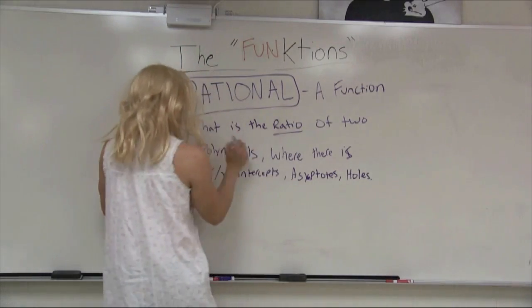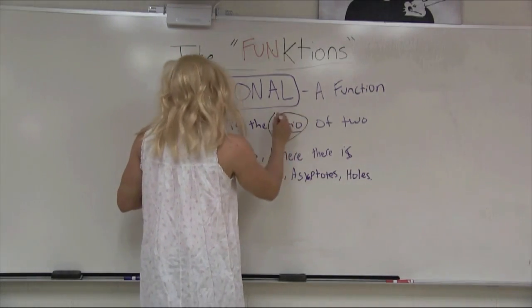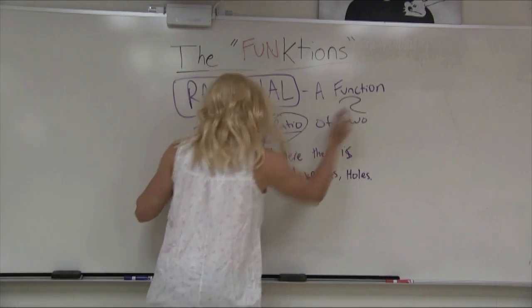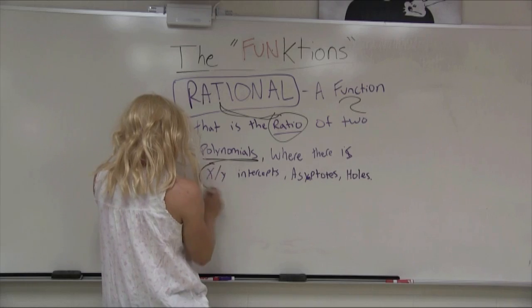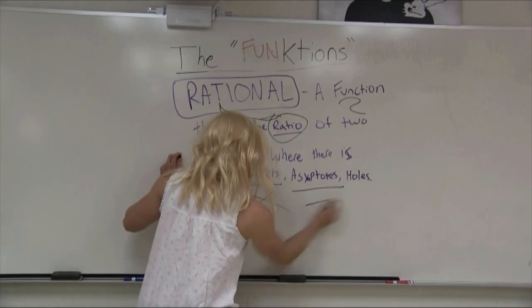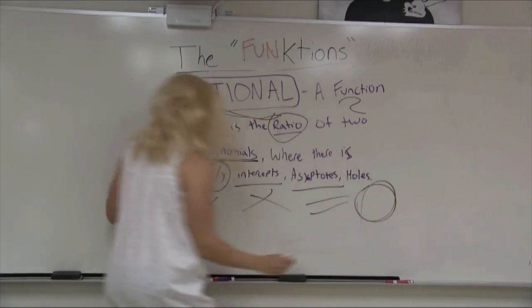Rational functions. A rational function is a function that is the ratio of two polynomials, where there are x and y intercepts, asymptotes, and holes.